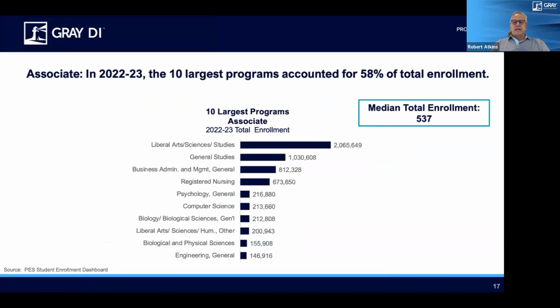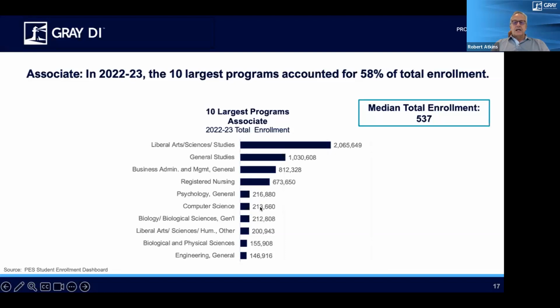So what's big at the associates level? Well, liberal arts, again, a transfer program in general. General studies, speaking of transfer programs, is number two. Then we get to our other two biggies that we've talked about, but in this case, business outpaces registered nursing, 812,000 to 673,000 students enrolled. They really are incredible numbers when you think about it. Almost 1 million students enrolled in business programs at this point.